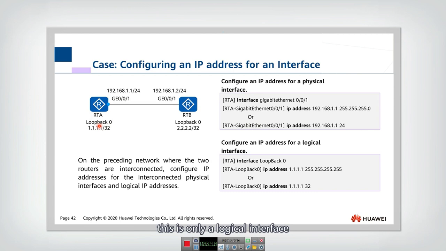This is only a logical interface. You can also use the IP address command to configure an IP and the mask for it. But if it's a loopback, then you only need a 32-bit network part for it. So actually, if you configure the loopback interface, all the packets with the destination IP being itself will go through this loopback interface.